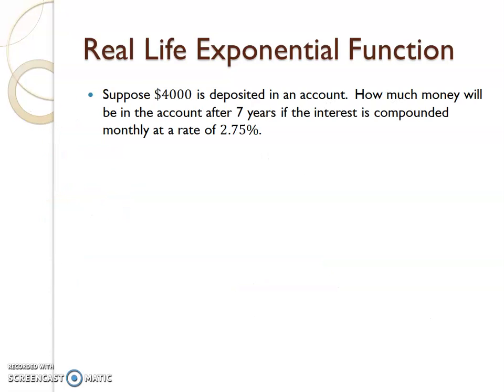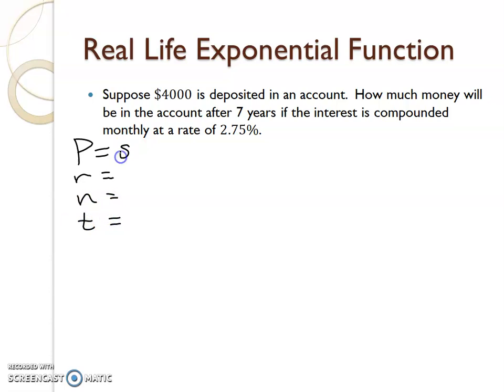So, starting out, a real life exponential function. Suppose $4,000 is deposited in an account. How much money will be in the account after 7 years if the interest is compounded monthly at a rate of 2.75? For this lesson, you are going to be asked to find your P, your R, your N, and your T.